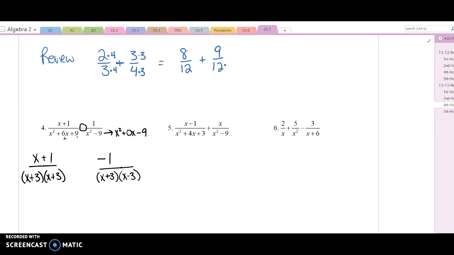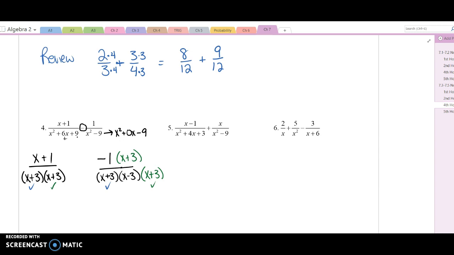We're going to use that same strategy, but instead of 3's and 4's, we're going to be using x plus 3's and x minus 3's. So let's see what currently matches. We've got an x plus 3 and an x plus 3 in both denominators. So I'm going to put a little check mark underneath them once I know that they match in both denominators. Okay, my first one has another x plus 3, but does this second fraction have another x plus 3? So we need to multiply x plus 3 on the top and the bottom. Now, both denominators have a second x plus 3.